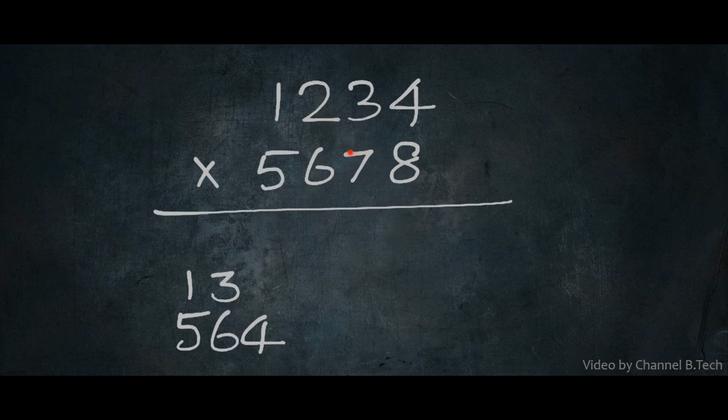8 plus 14 is 22. 3 into 6 is 18. That is 22 plus 18 is 40. 4 into 5 is 20. 40 plus 20 is 60. So I write 60 like this.